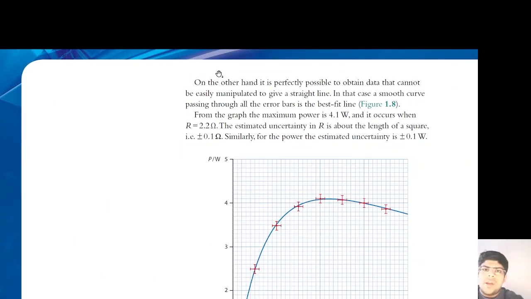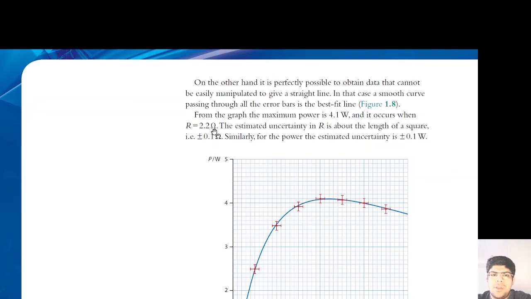On the other hand, it is perfectly possible to obtain data that cannot be easily manipulated to give a straight line. In that case, a smooth curve passing through all the error bars is the best fit line. From the graph, the maximum power is 4.1 watts and it occurs when R is 2.2.